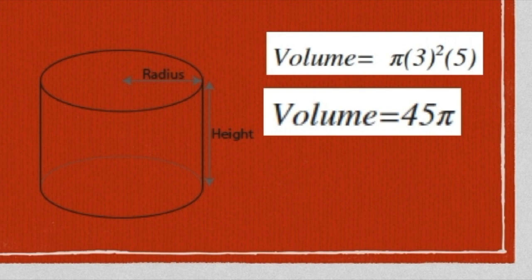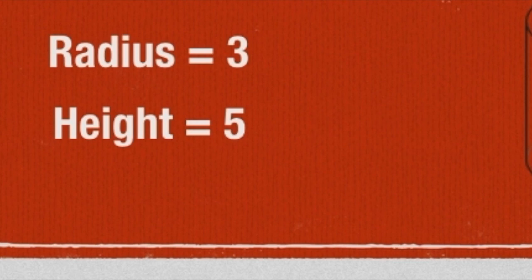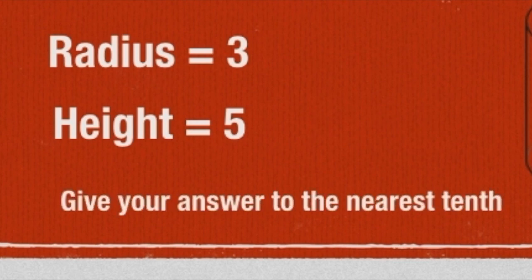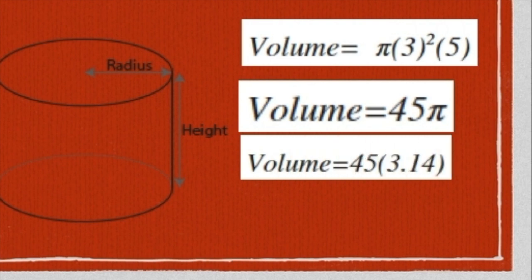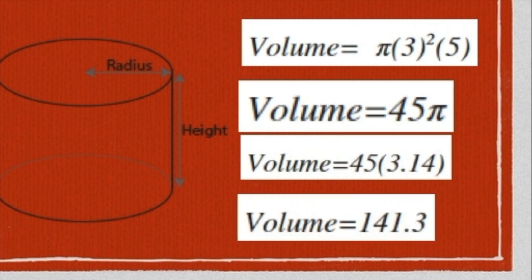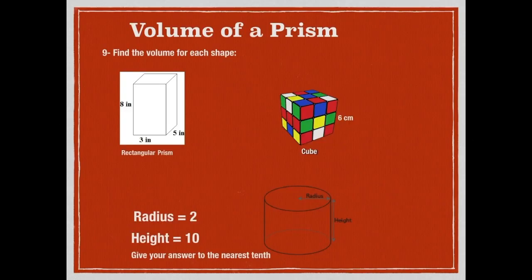Let's say you are asked to give your answer to the nearest tenth. Just substitute pi by 3.14 and multiply. So you get 141.3, and this is your final answer. You need to pause this video now to solve these questions.